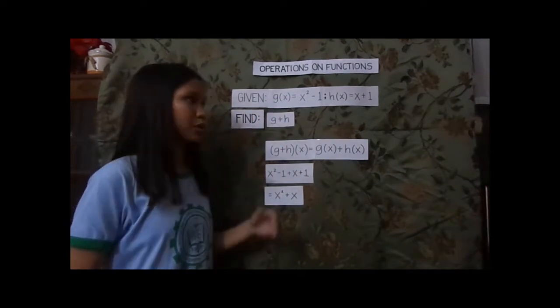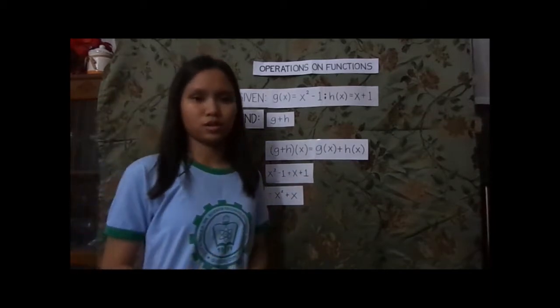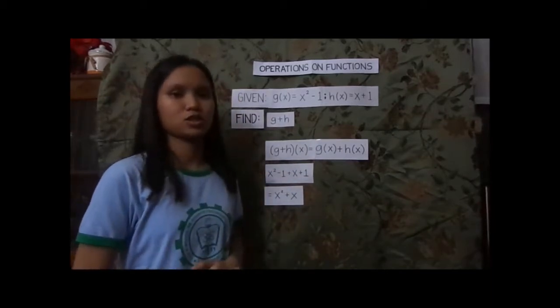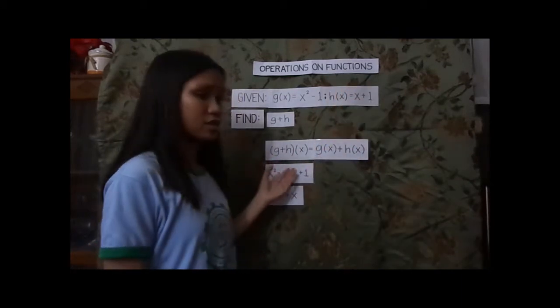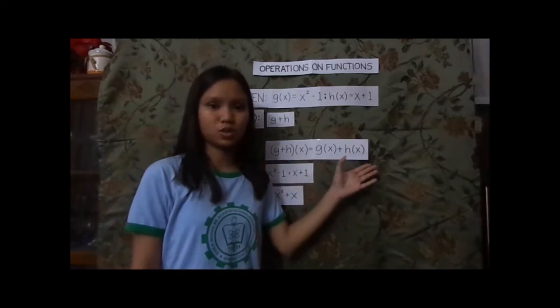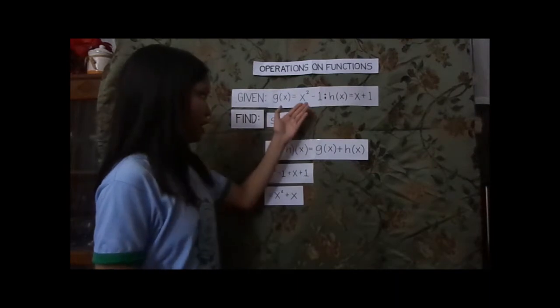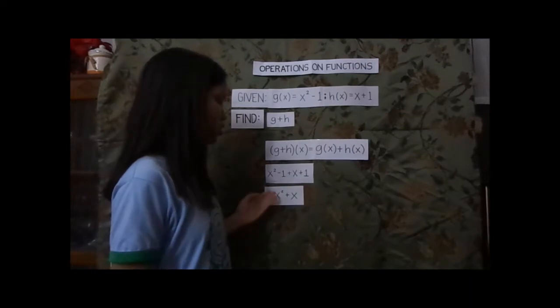So, here is an example of operations on functions. The given is g of x is equal to x squared minus 1 and h of x is equal to x plus 1. Find g plus h. We're going to substitute the values in the solution. So the solution is g plus h of x is equal to g of x plus h of x. So x squared minus 1 plus x plus 1 is equal to x squared plus x.